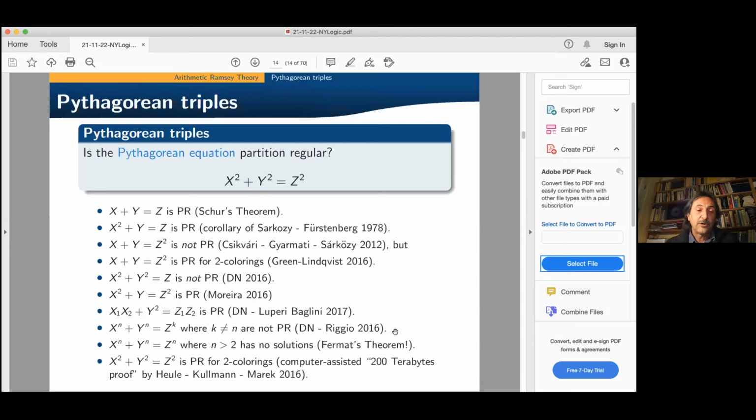Now, there are two problems about this proof. First, of course, one person cannot go through the details of this proof because it's enormous. In fact, it was published in Nature, I think, or in one of these journals as the largest proof ever. But it's only for two colorings in any case. So it is still open whether the Pythagorean equation is a partition regular equation. So you see all kinds of variations are known, but the Pythagorean equation is still a mystery.